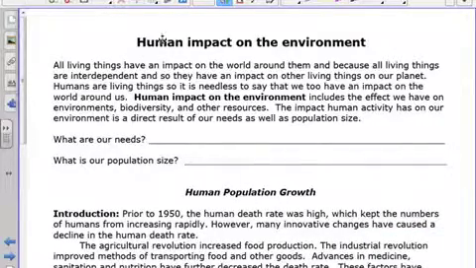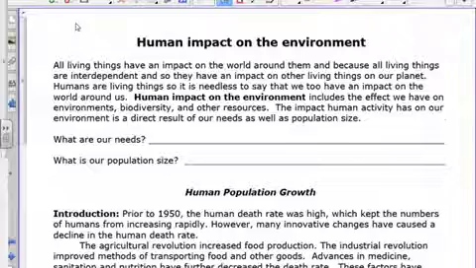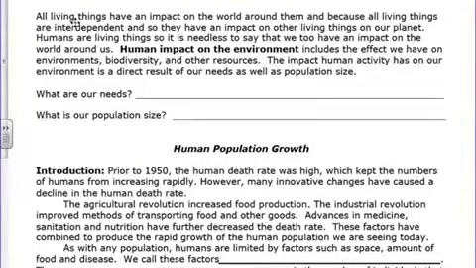The lesson today is going to be human impact on the environment. So we're going to take a look at that, and we're going to do a video lesson to do it. So read along on your sheet of paper as I read out loud.